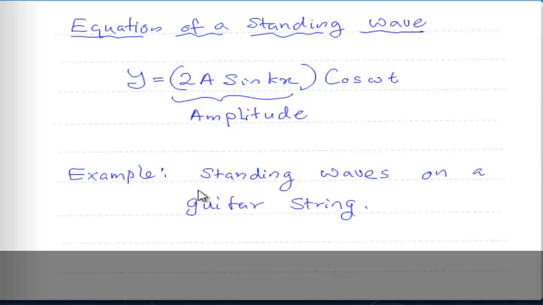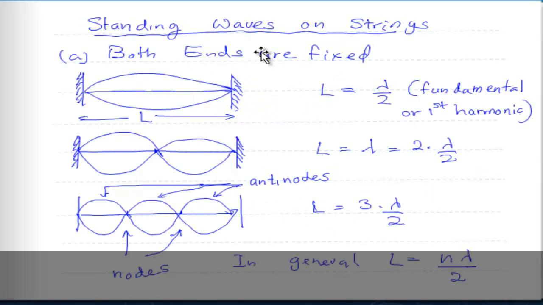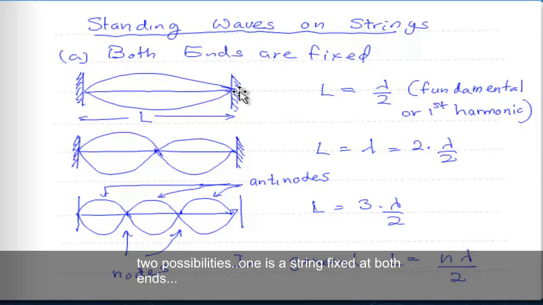An example of standing waves is standing waves on a guitar string. Standing waves on strings: there are two situations that we can consider. One would be a string that is fixed at both ends. The second situation is a string that is free to oscillate at one end, but the other end is fixed. Let's first consider the situation where both ends are fixed.